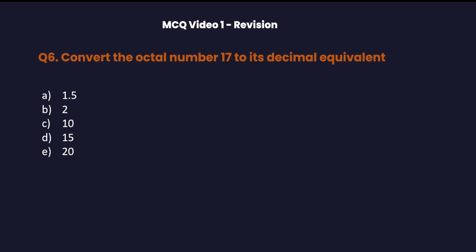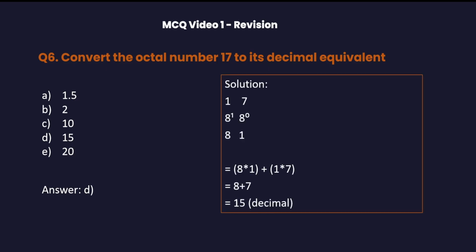Question number 6. Convert the octal number 17 to its decimal equivalent. The right answer is option number D. Octal means 8. So you have to multiply the number with power of 8 starting from right. So we have written 17 here. Now starting from right, this will be multiplied by 8 to the power 0, then 8 to the power 1. 8 to the power 0 is 1. So 1 into 7 and 8 to the power 1 is 8. So 8 into 1 plus 1 into 7. 8 plus 7, which is 15 in decimal.